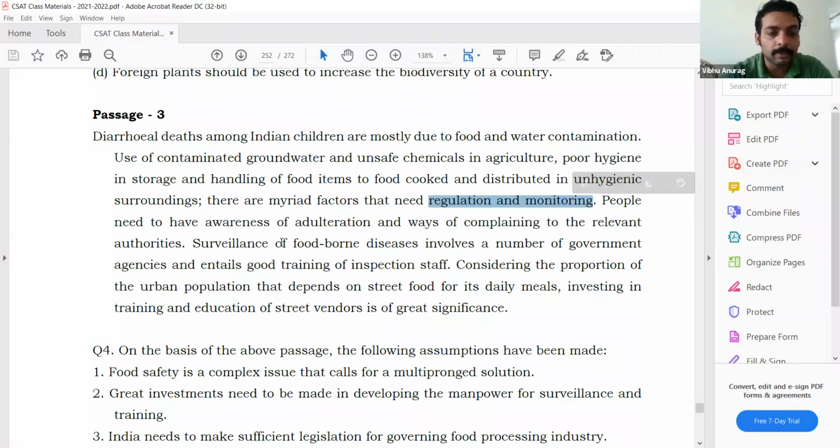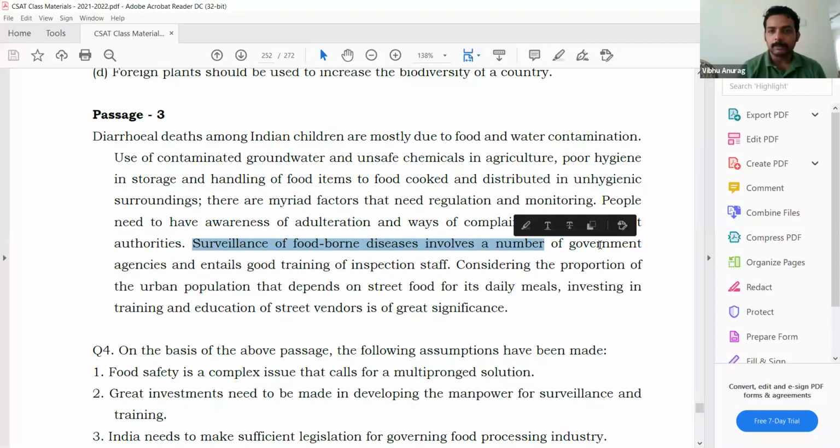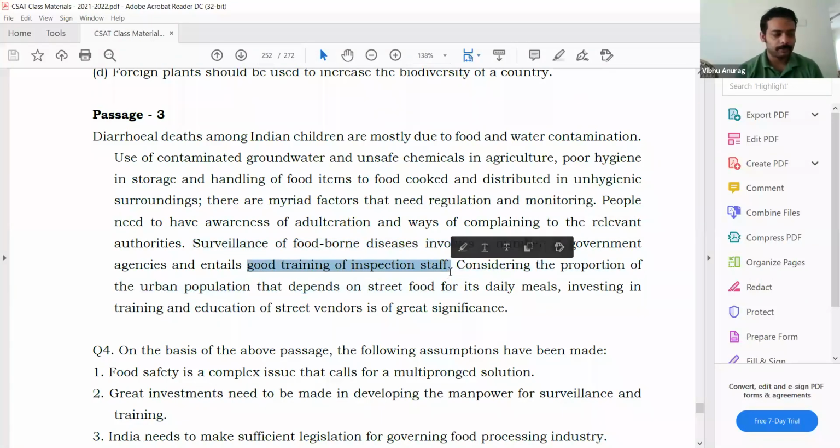People need to have awareness of adulteration and ways of complaining to the relevant authority. So he's giving a suggestion now that these remedies should be available. Surveillance of foodborne diseases involves a number of government agencies that entails good training of inspection staff. Considering the proportion of urban population that depends on street food for its daily meals, investing in training and education of street vendors is of great significance.